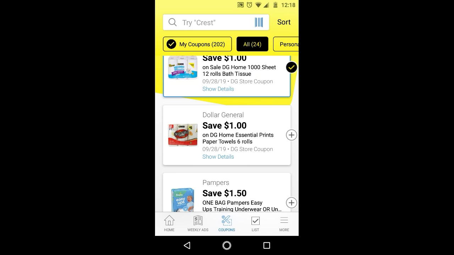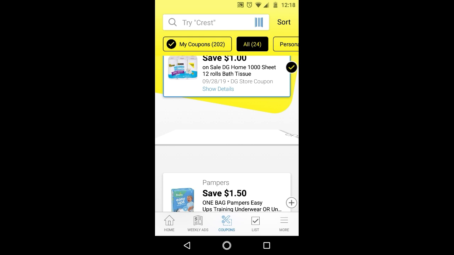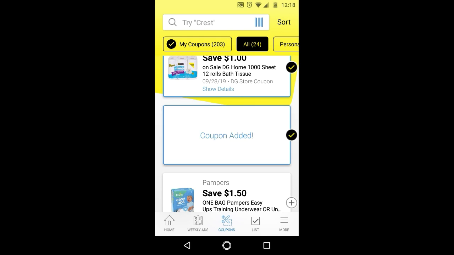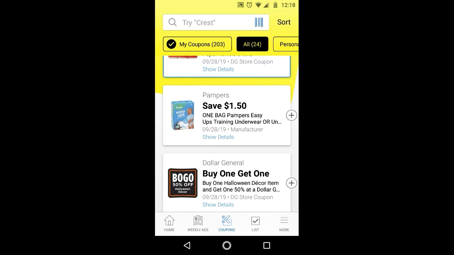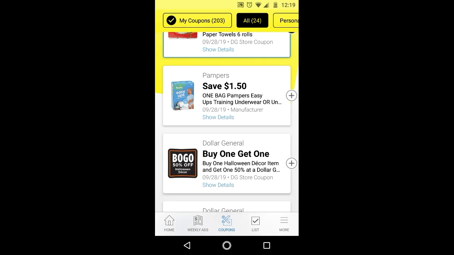And this one, the DG Home Essential Print Paper Towels, the 6 rolls, they are going to be $4.95. With this dollar off digital, it'll be $3.95. And here is another Pampers digital. So these will be good to combine with that store coupon, $5 off $30 Pampers, Luvs, or Huggies.